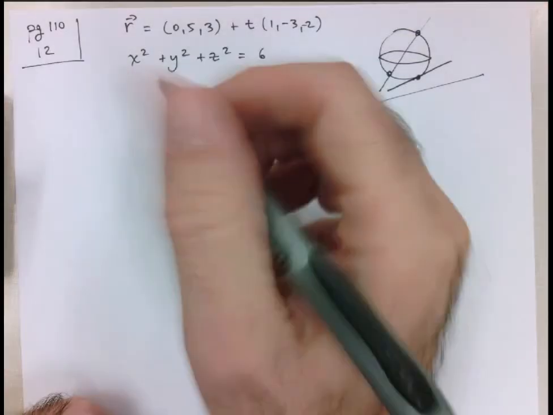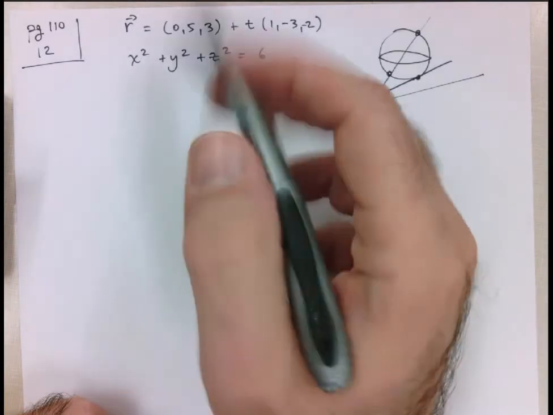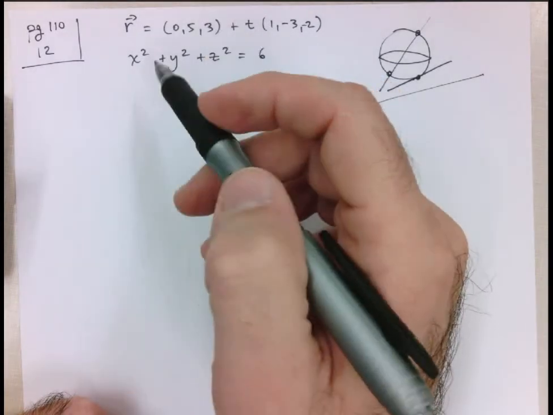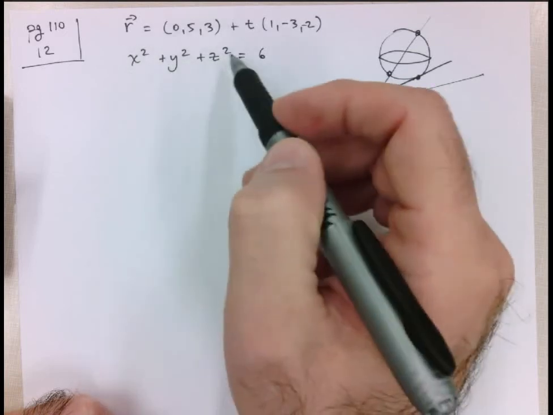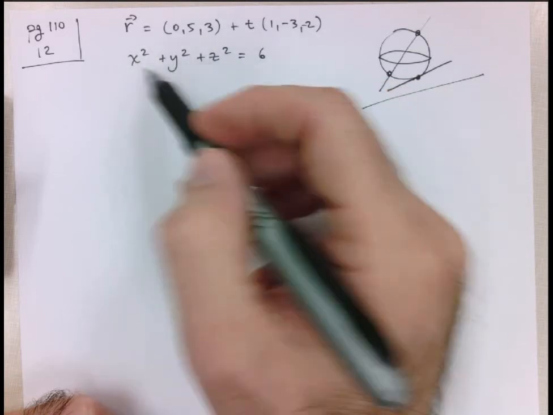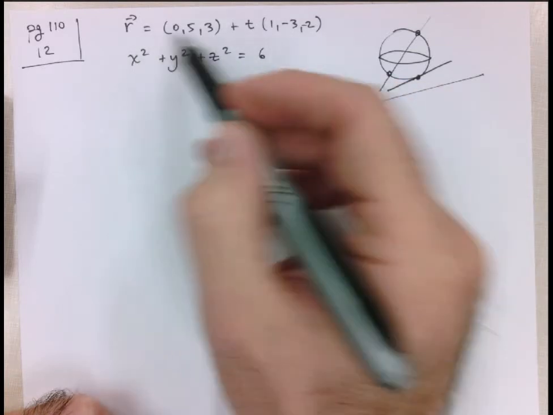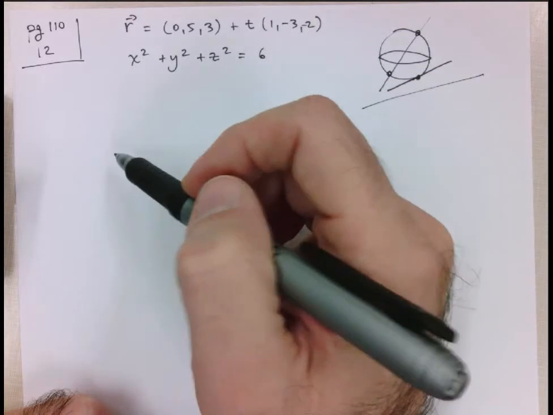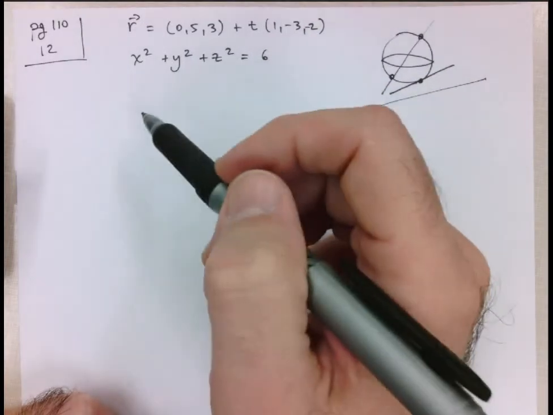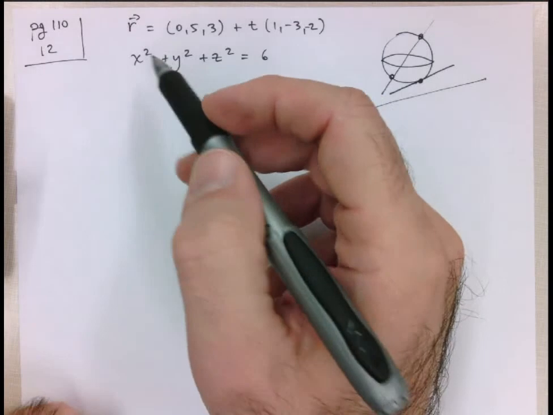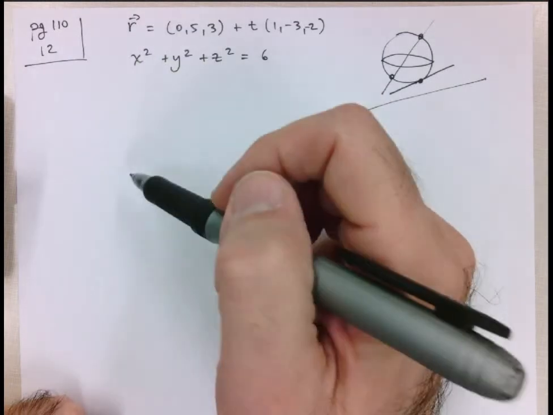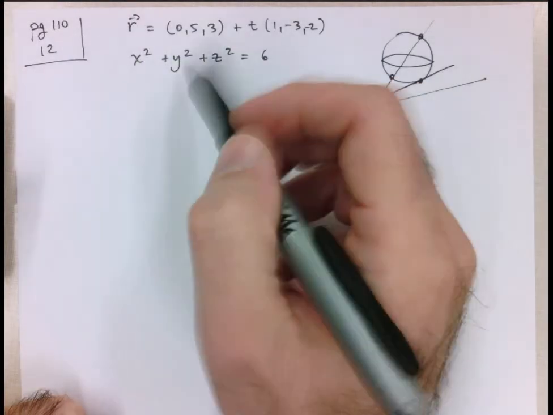Okay, let's get to the problem itself. We're looking for a point of intersection, so whatever the x, y, and z components of a point of intersection are, that point will be on both the sphere and this line. So we're going to do what we normally do when looking for a point of intersection, which is equate the things that should be equal. The x value here should be equal to the x value there, same with y, same with z.